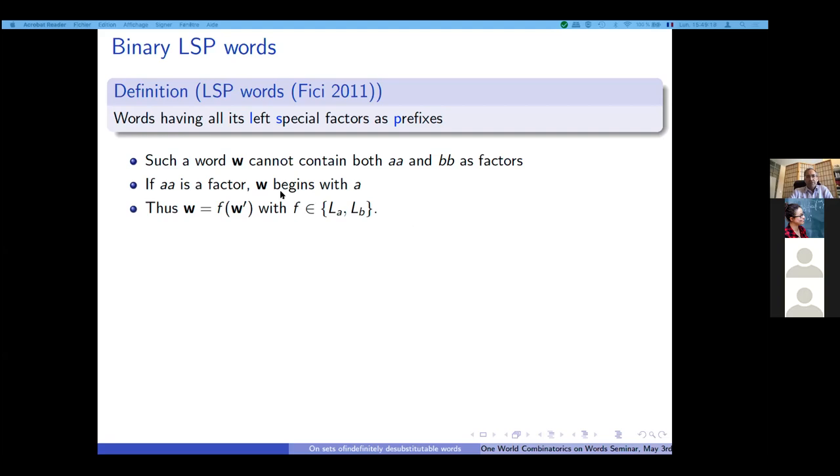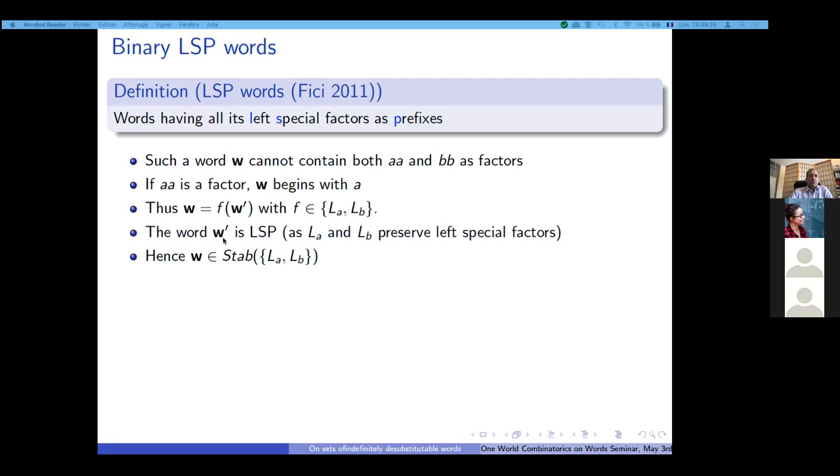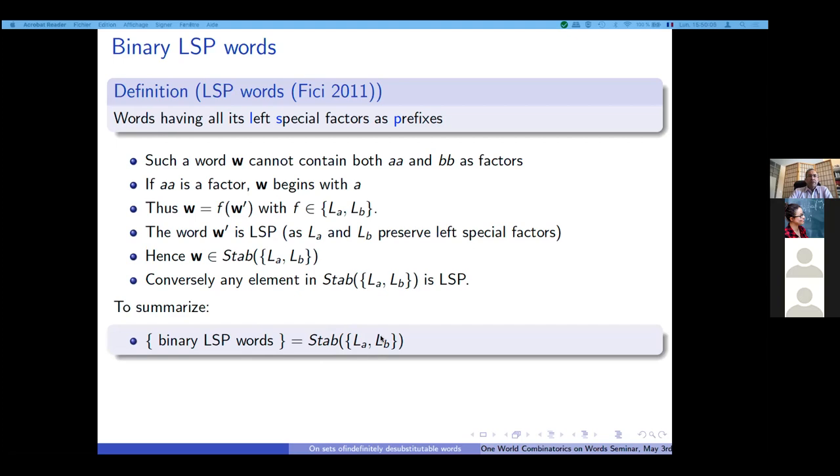And so we can show the word W prime is LSP, which is maybe the more difficult part of the proof, which is not very difficult at all. And this is due to the fact that LA and LB preserve left special factors. And then we can show by iteration that W belongs to the stable set of LA and LB. And as the converse is also proved, exactly in the same way as we obtained the fact that balanced words are a stable set of words, we can show that the set of LSP words in the binary case is the stable set of these two morphisms, LA and LB.